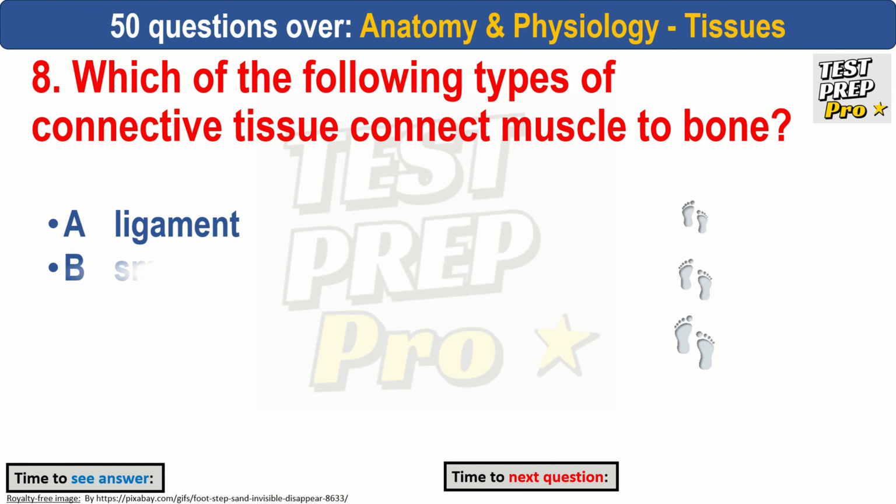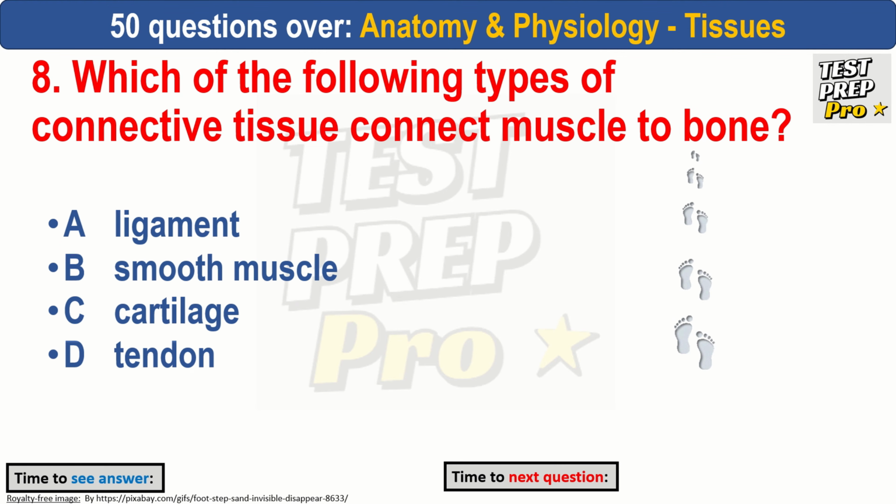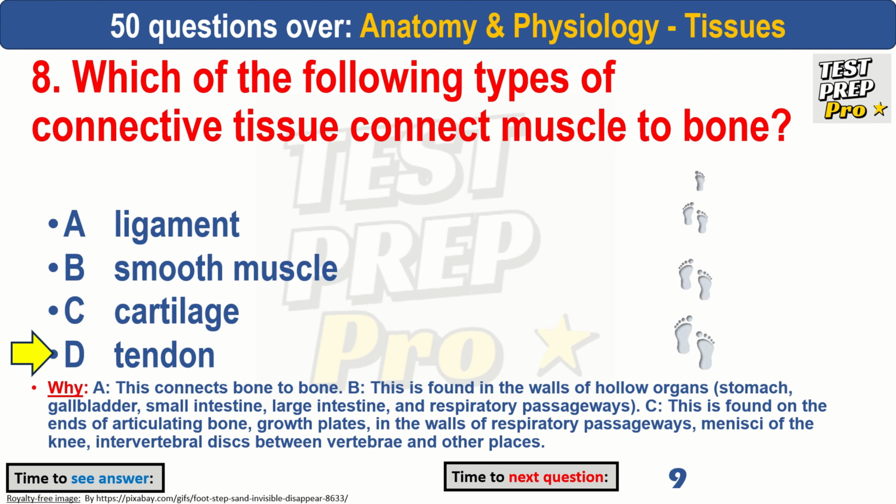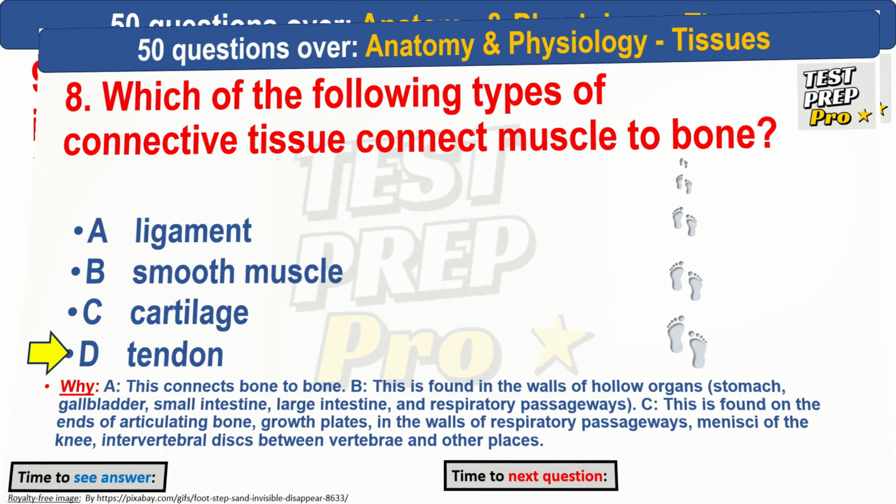Which of the following types of connective tissue connect muscle to bone? Is it ligament, smooth muscle, cartilage, or tendon? The answer is tendon. A ligament would be used to hold a bone to bone. Smooth muscle is found in the wall of blood vessels, respiratory passageways, and those structures.